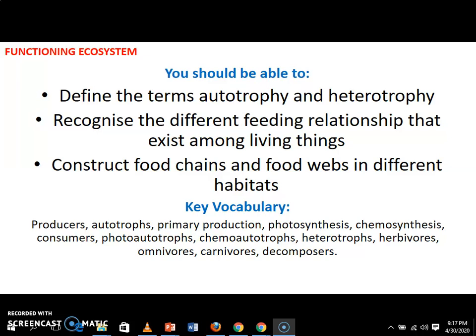We are going to be looking at functioning ecosystems today. At the end of this lesson, you should be able to define the terms autotrophy and heterotrophy. Secondly, you should be able to recognize the different feeding relationships that exist among living things. Thirdly, you should be able to construct food chains and food webs in different habitats.